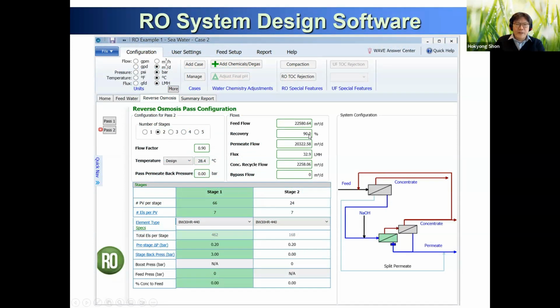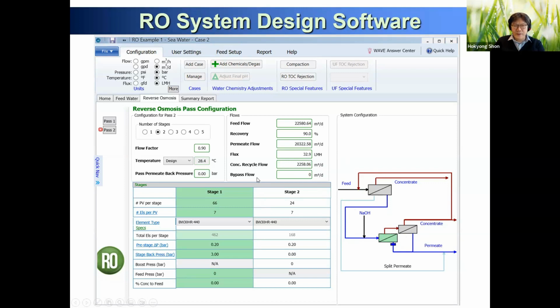So you have a 90% because your feed water is already filtered. So very low, very high quality of water. The very pure water is coming to this one, and then you will get your own way of the permeate flux, so that you will achieve the 90% of your recovery. Then flux is 32.9 LMH. So you will get this one.